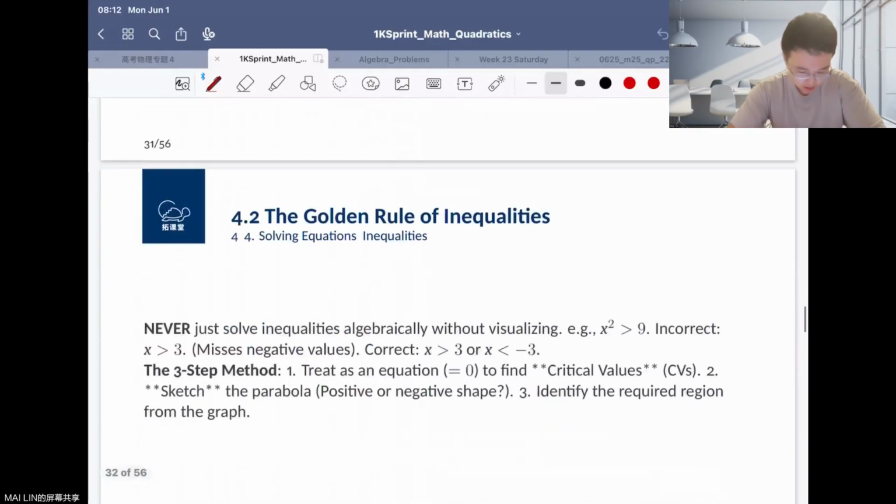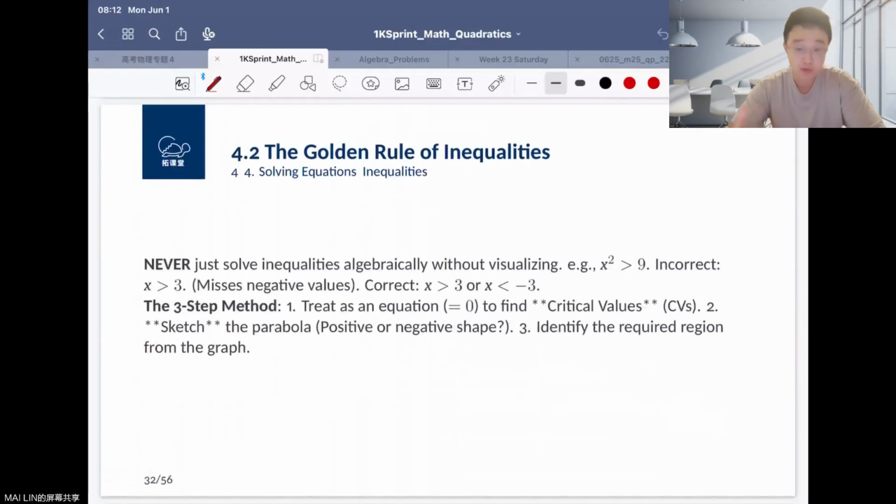Okay, so let's just understand how to solve the inequalities. Like here, for x squared bigger than 9, we have two solutions. That is x bigger than 3 or x smaller than -3, right? Because x can be a positive value or a negative value, okay? So we can say x bigger than 3 or x smaller than -3.